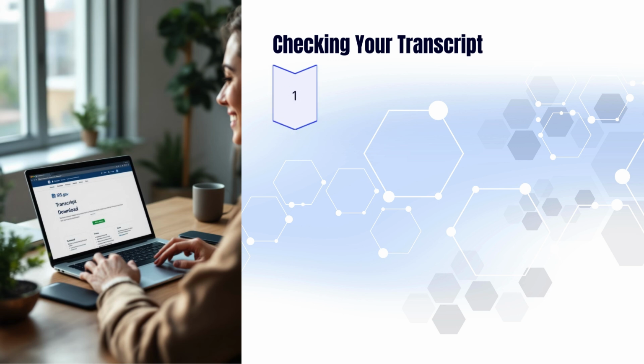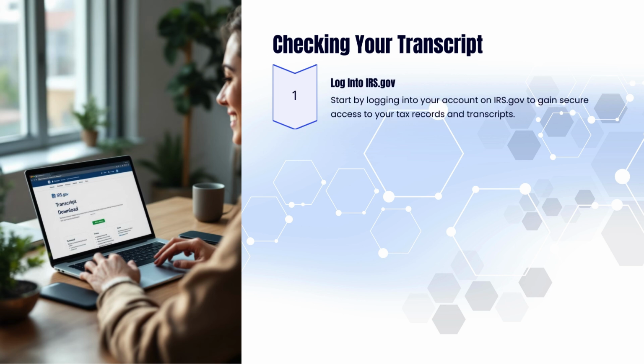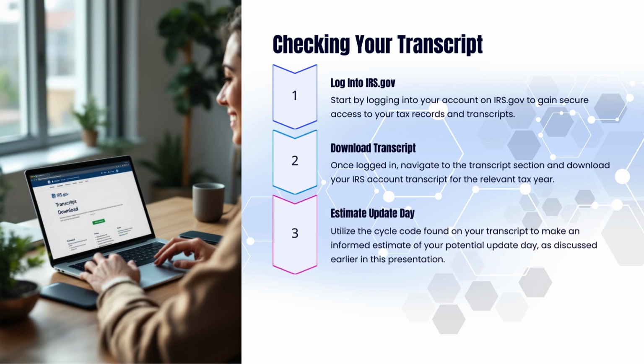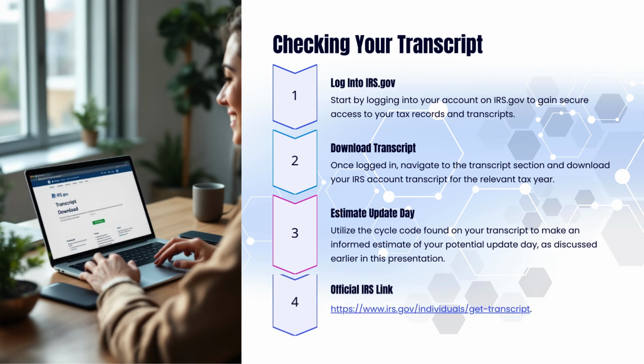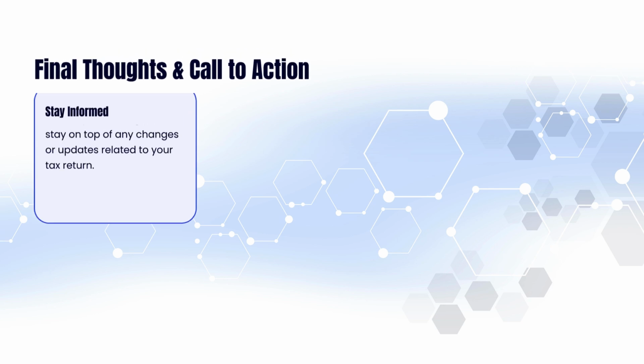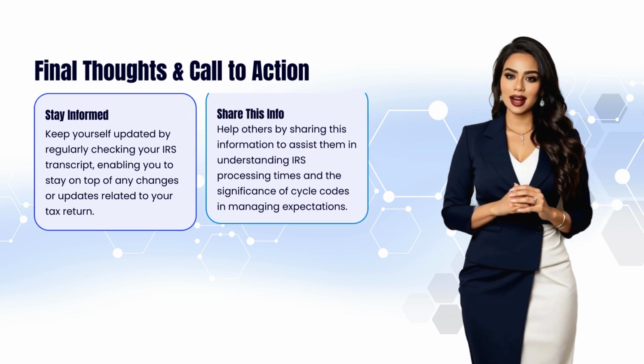Checking your transcript. Start by logging into the IRS website to securely access your transcripts. Once you've obtained the transcript, check the cycle code at the top for the key to understanding your tax return status. For direct access to your transcripts, visit the official IRS portal, https://www.irs.gov/individuals/get-transcript. With this knowledge, you can start checking your cycle code and be proactive when it comes to managing your refund. I hope this clears up some of the mysteries around the IRS cycle code.